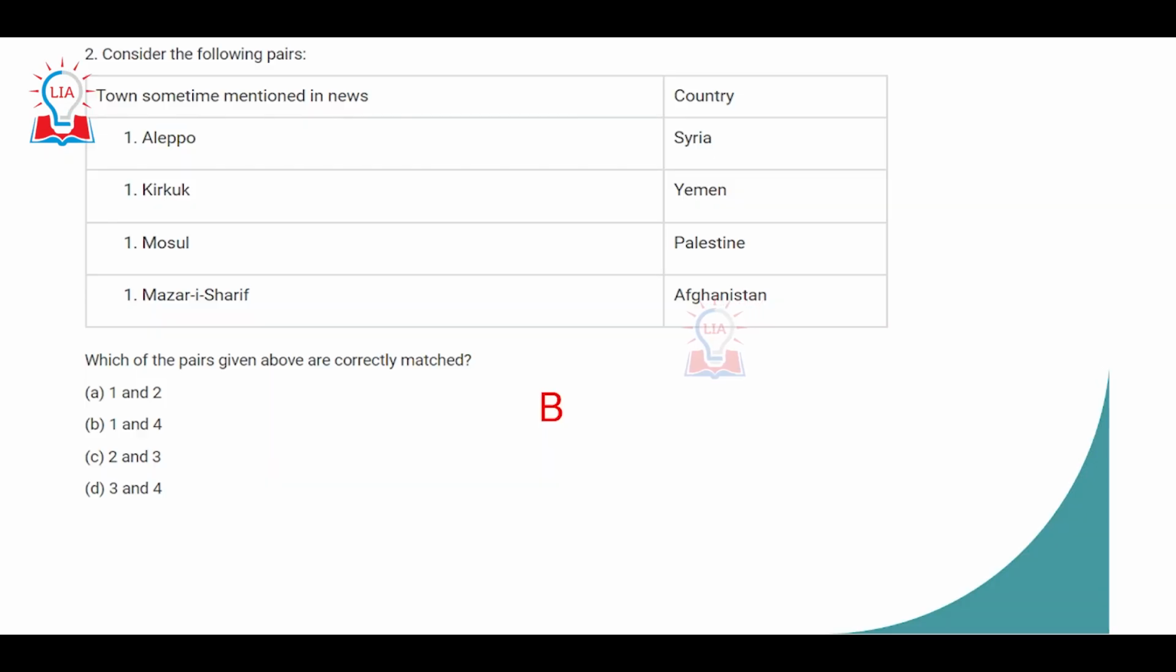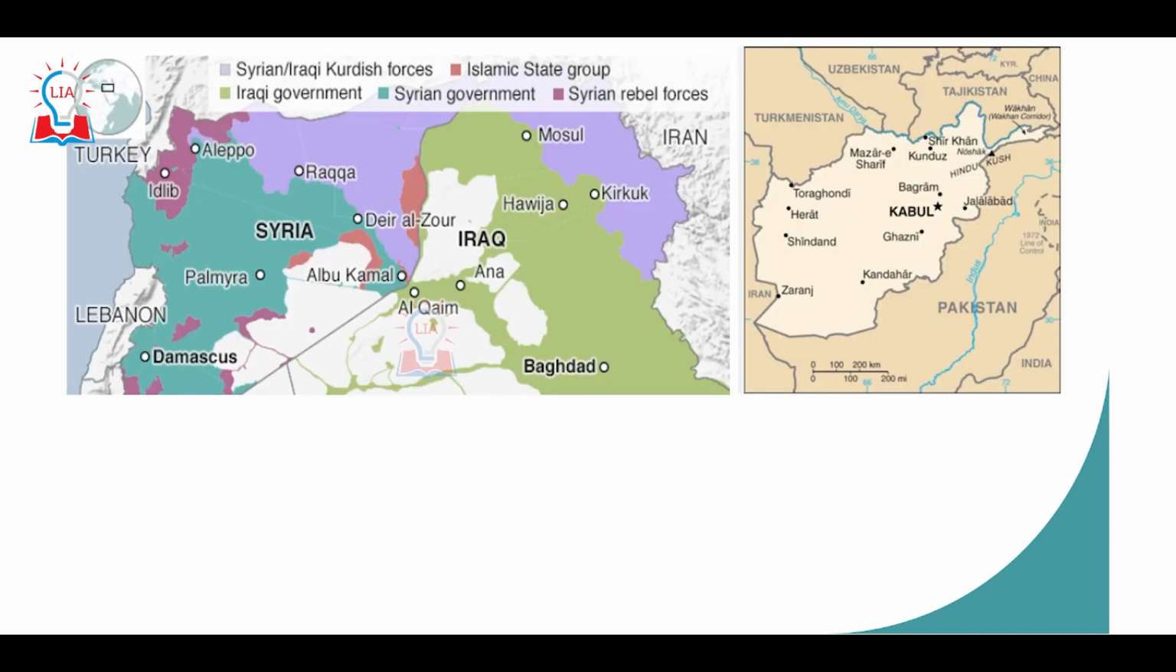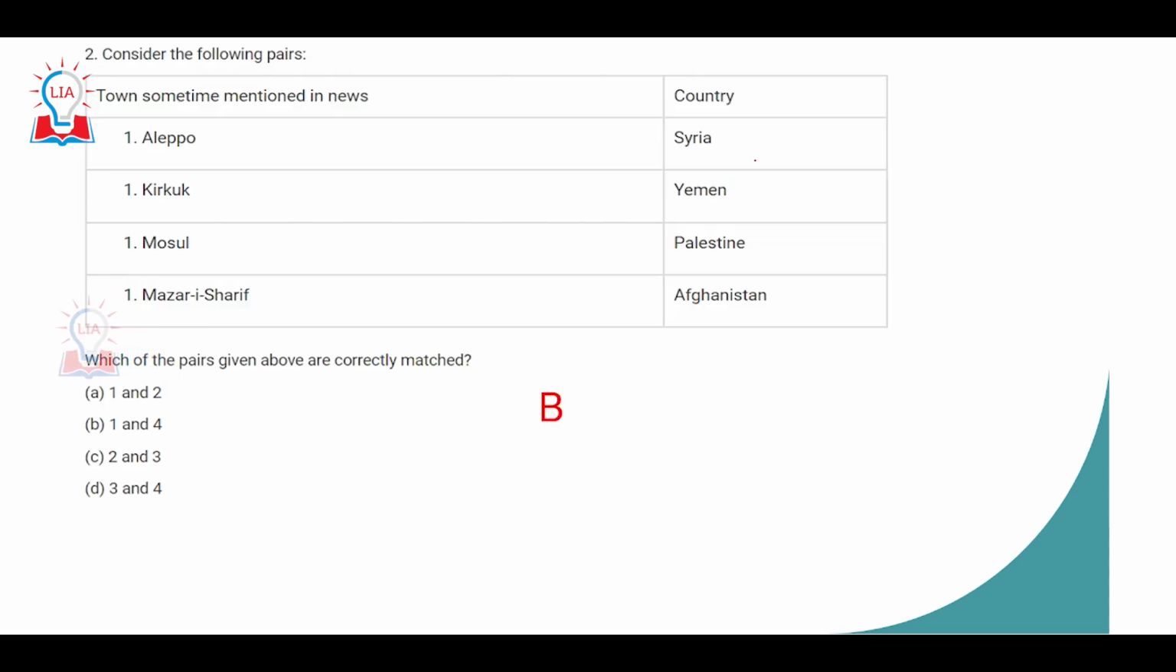The second question is related to the world map, where four different cities and their corresponding countries have been asked. For example, it has been asked which of the following options are correctly matched. If you look at Aleppo, Aleppo is basically a city situated in Syria. Aleppo was very much in the news due to the civil war that has been going on for almost a decade in Syria, and also because of the attacks by IS fighters. So Aleppo obviously is in Syria. That is the correct statement.